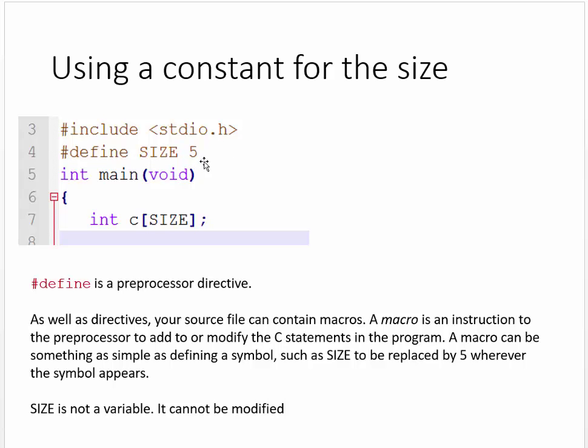Because it's a constant, our style convention says constants should be named with all capital letters. That's how you identify it's a constant. The program really doesn't care, but that's our style convention. So if you name a constant, it's all capital letters. A common programming mistake is to put a semicolon there or say SIZE equals 5. No, that's not true. This is a definition.